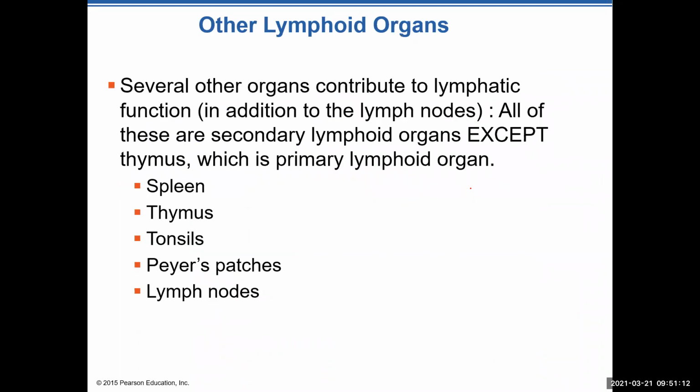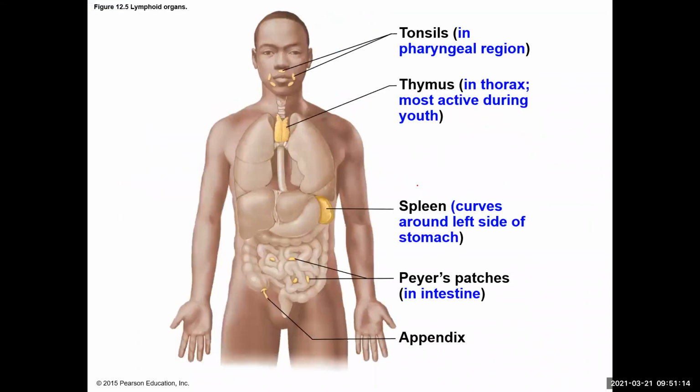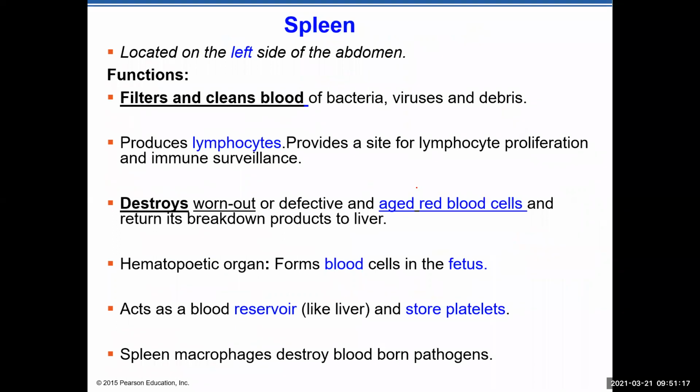Then we learned about the other lymphoid organs like the spleen, thymus, and so on. What is the main function of the spleen? Why do we have the spleen? If you remember, I told you it has a white pulp and a red pulp. It is the most important point where lymphocytes are proliferated. They encounter the antigens there, and it destroys old RBCs. It also forms blood cells in the fetus.